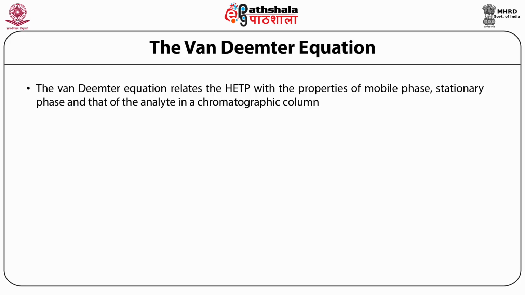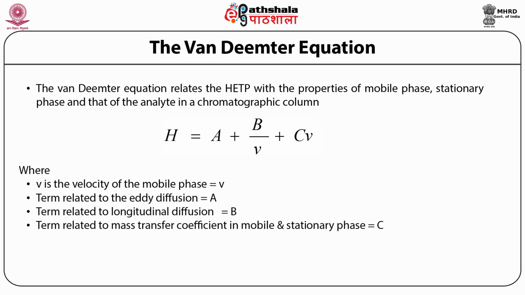Van Deemter equation is given by H is equal to A plus B by V plus C by V. Here, V is the velocity of the mobile phase. The term A is related to eddy diffusion. The term B is related to the longitudinal diffusion of the analyte while flowing through the column, and the term C is related to the mass transfer limitation in the mobile phase and the stationary phase.